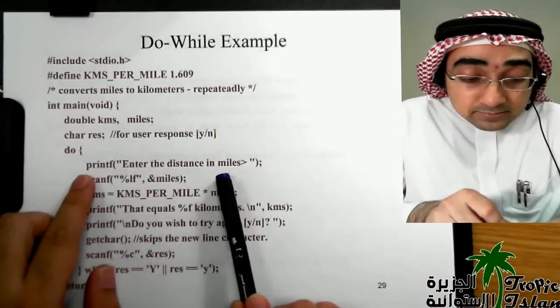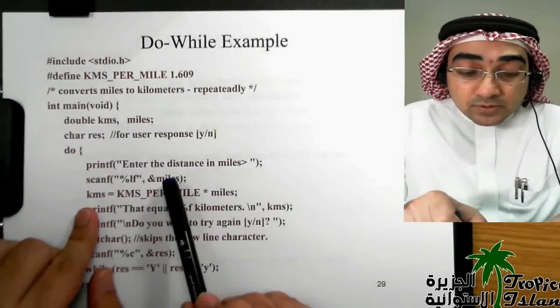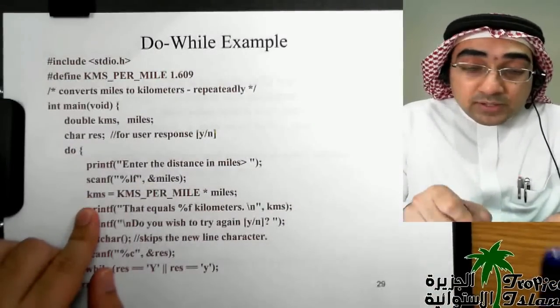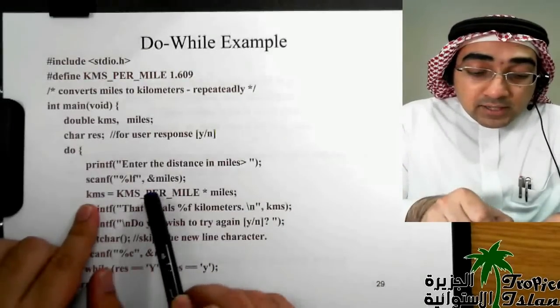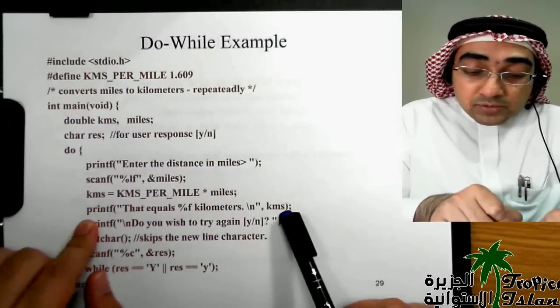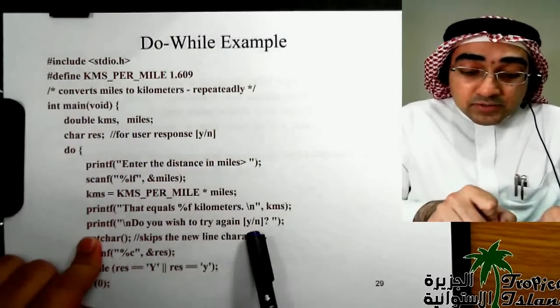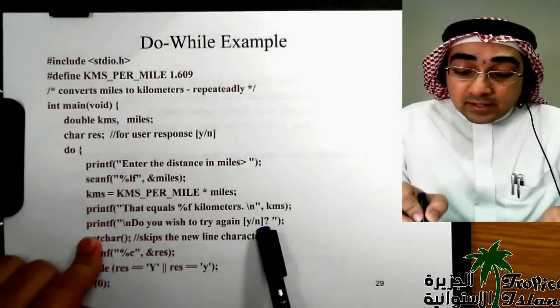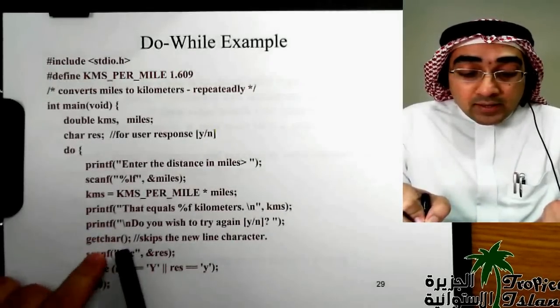You're going to enter the distance in miles, and you're going to read the miles from the user. Then the user is going to input a number, for example 5, or 10. You're going to calculate the kilometers. You multiply this constant by the miles and save it into kilometers, and then you print the value of kilometers to the user. Then you ask the user, do you wish to try again, and give him between brackets y/n for yes/no. Then you say get character.